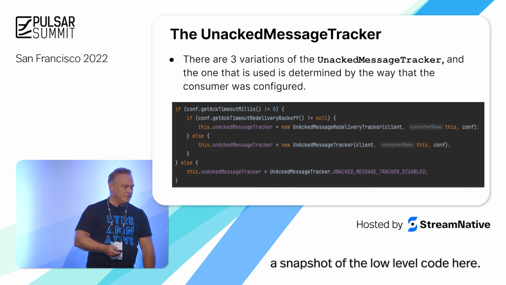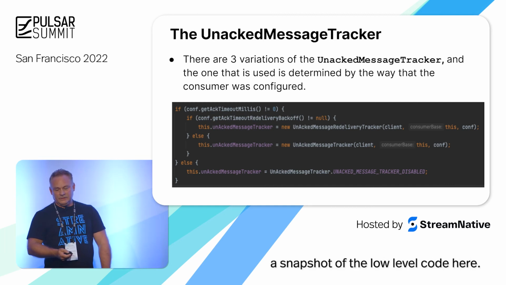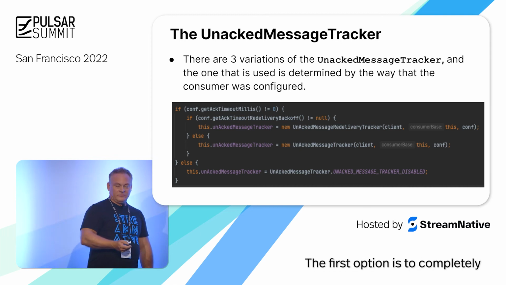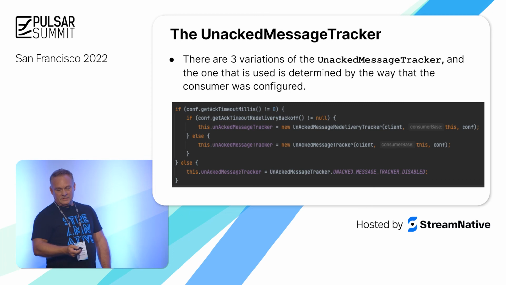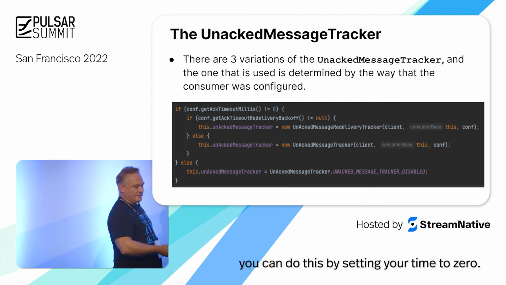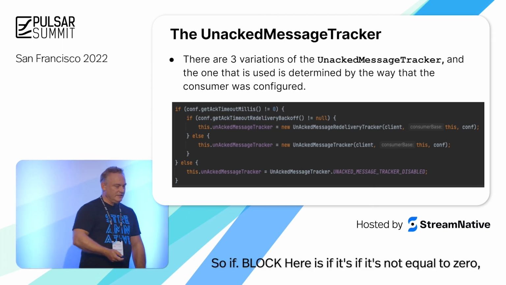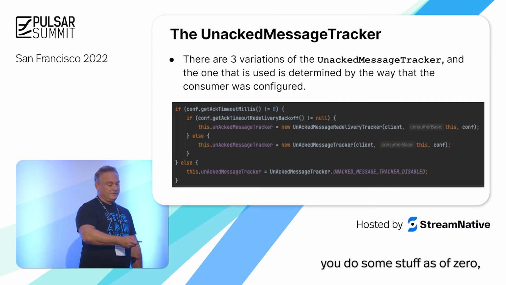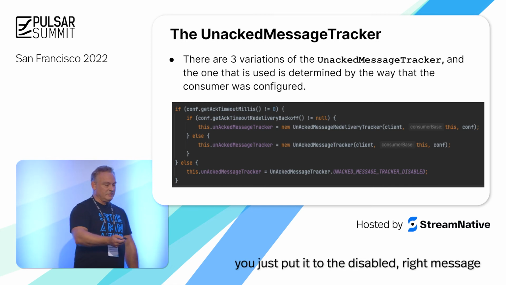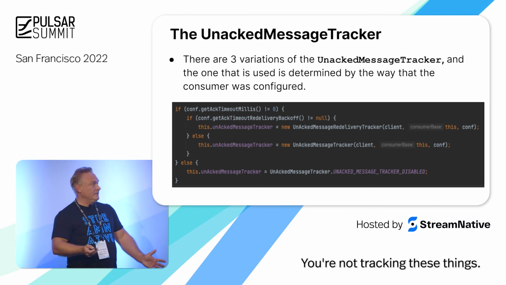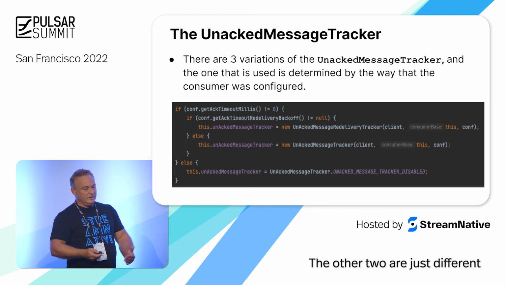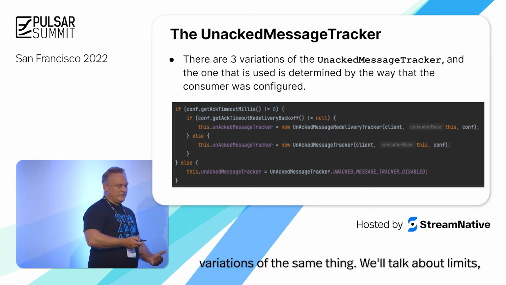I thought it was just better to take a snapshot of the low-level code here. And there are different options, right? The first option is to completely ignore the lack of response, and you can do this by setting your Ack time to 0. So the if block here is: if it's not equal to 0, you do some stuff. If it's 0, you just set it to disabled, right? UnackedMessageTracker disabled. You don't care. You're tracking these things, nothing's happening. You don't care. The other 2 are just different variations of the same thing.